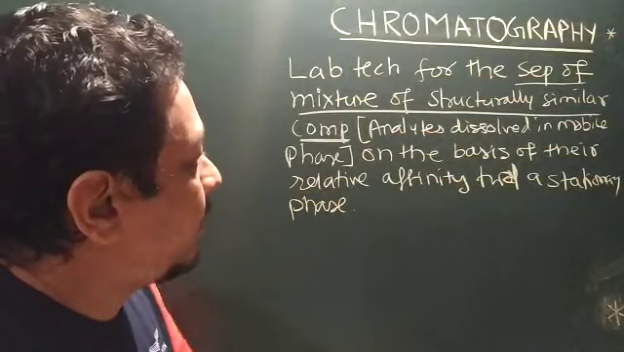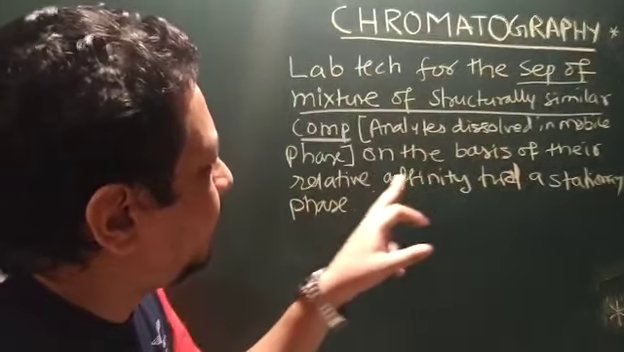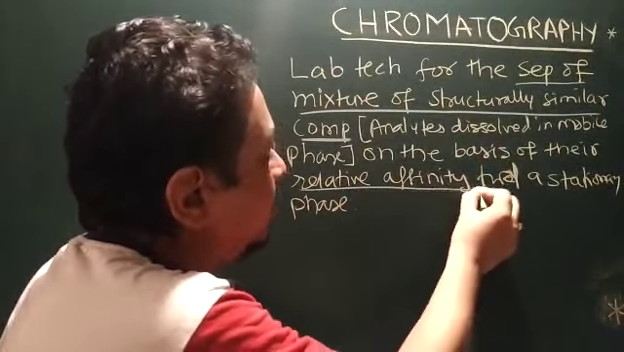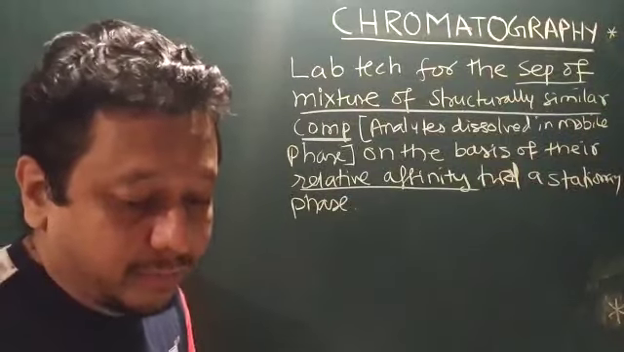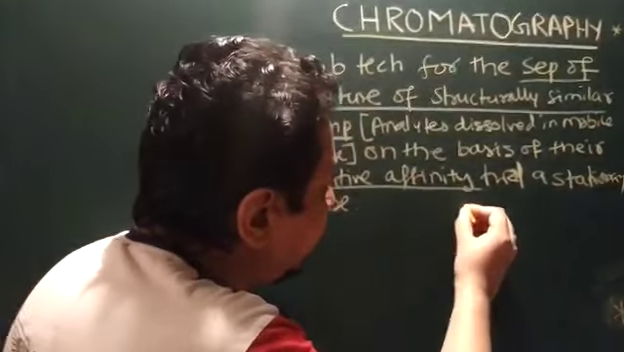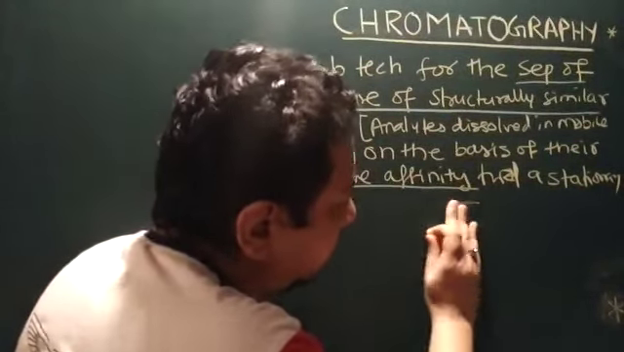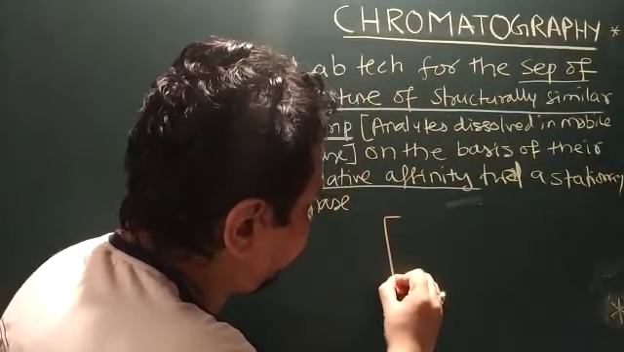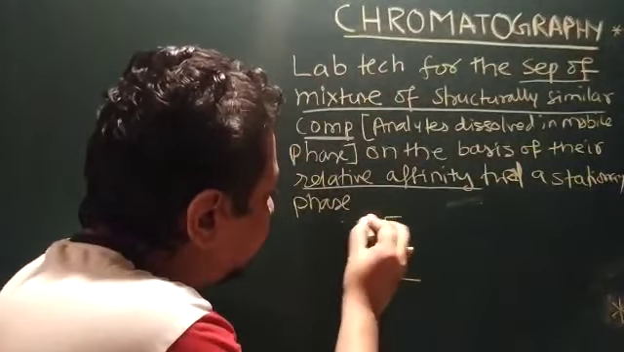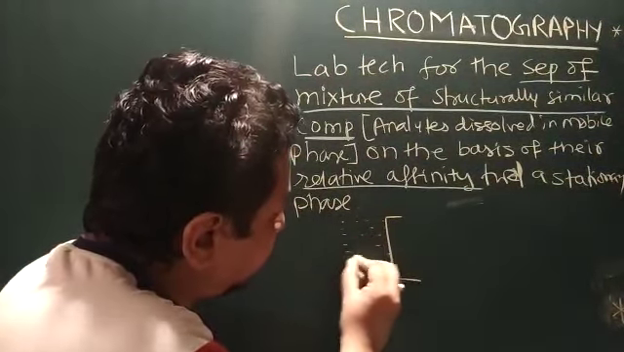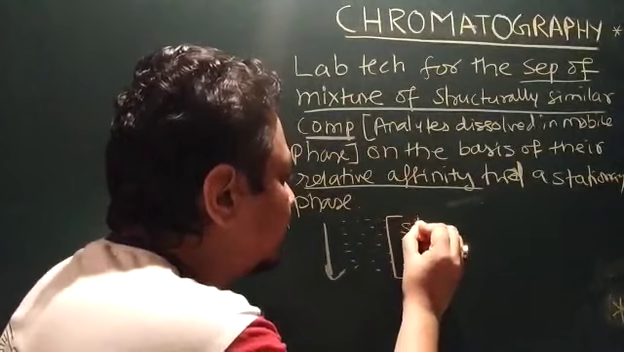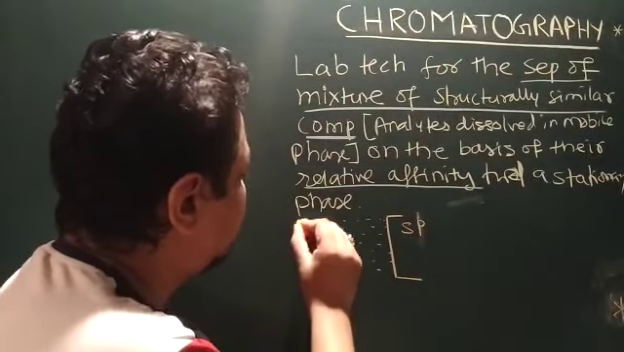So that's the reason it is very difficult to separate them. Now the structurally similar compounds dissolve in the mobile phase, and this can be separated on the basis of their relative affinity. This is the next important point, relative affinity towards a stationary phase. Now I have a stationary phase over here. I'll draw the stationary phase. Okay, and you have also applied the mobile phase, which is passed through the stationary phase. This is stationary phase, SP I'll write, and this is your mobile phase.